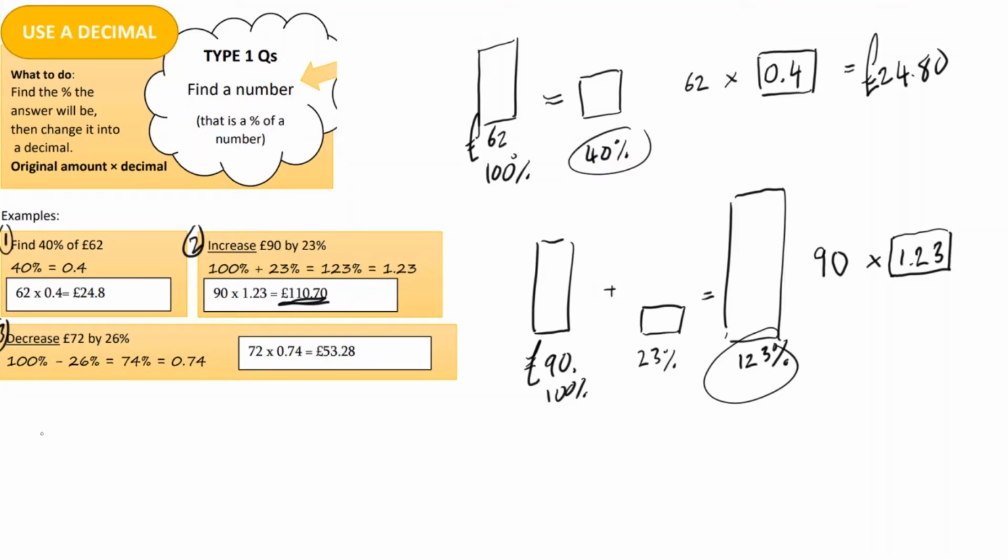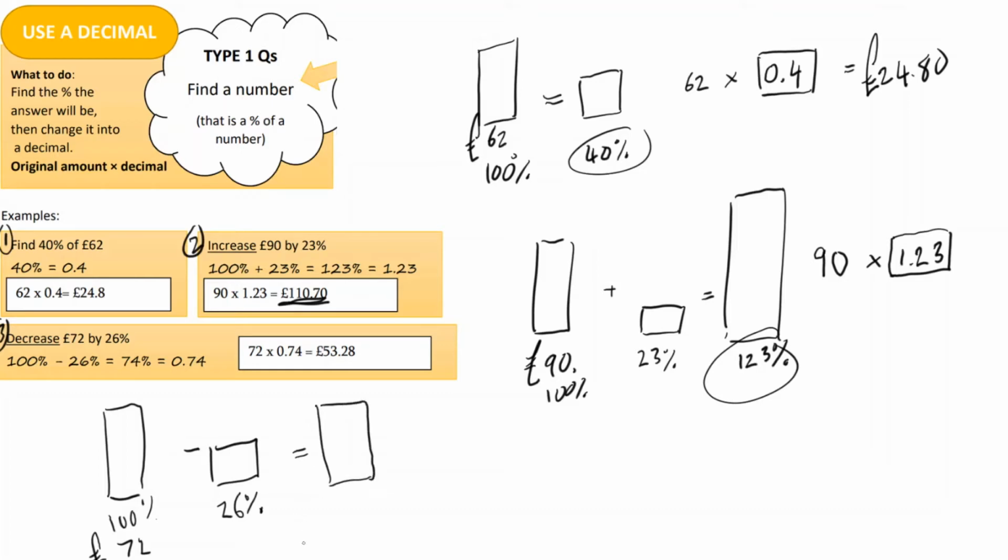So number 3. This time again, you're really thinking about what the answer's percentage is going to be. If the first one, which is 100%, is £72, and you're taking off 26 pieces, then the percentage that you'll be left with is 74. So 100 pieces take away 26, you're going to have 74% left. So again, this is the decimal that you're going to use. You do your £72, and then you times it by 0.74.